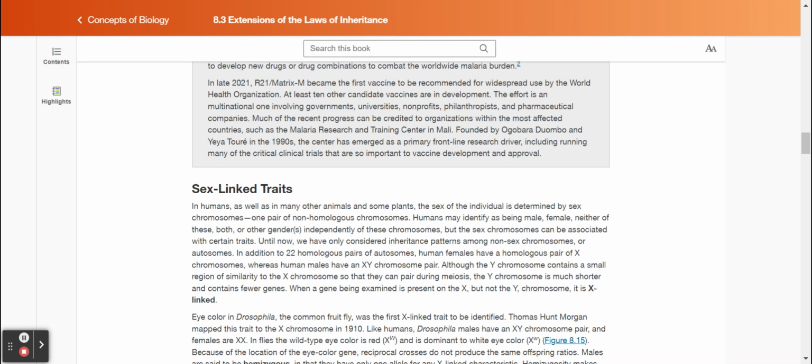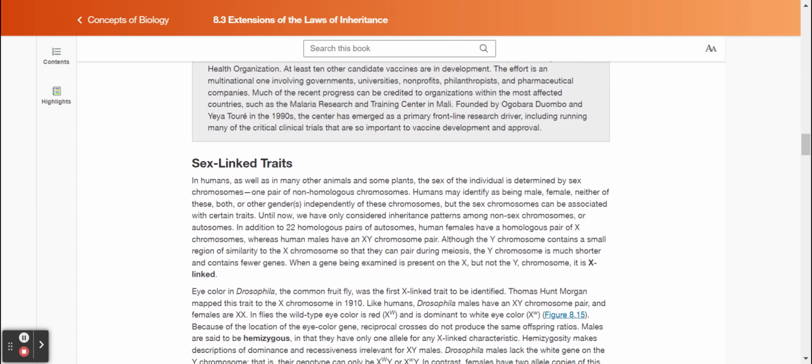Much of the recent progress can be credited to organizations within the most affected countries, such as the Malaria Research and Training Center in Mali. Founded by Ogobara Doumbo and Yaya Touré in the 1990s, the center has emerged as a primary frontline research driver, including running many of the critical clinical trials that are so important to vaccine development and approval.